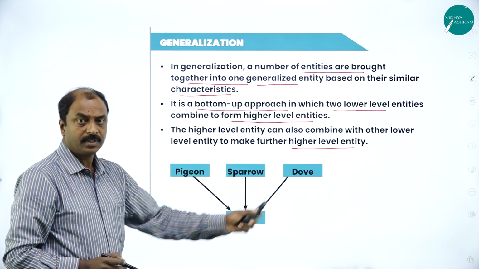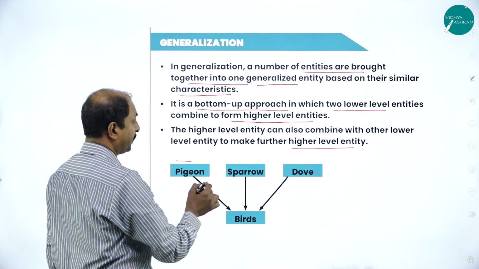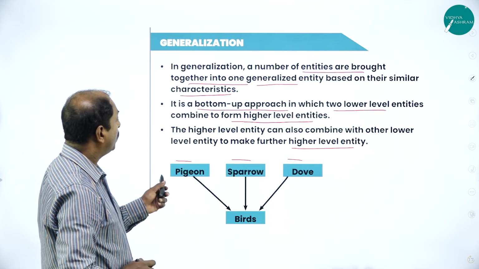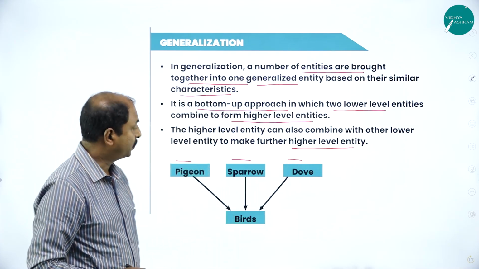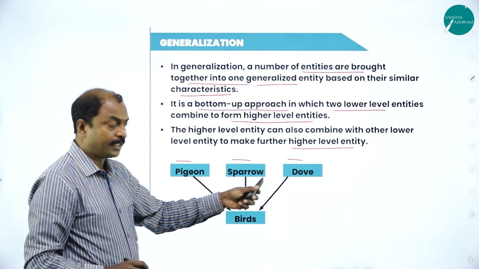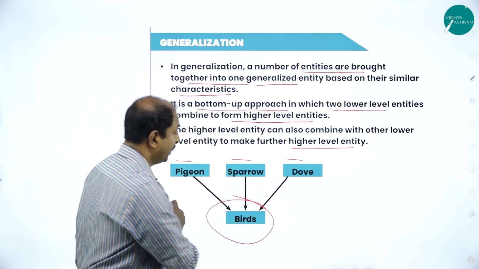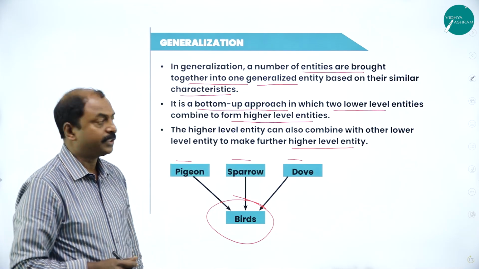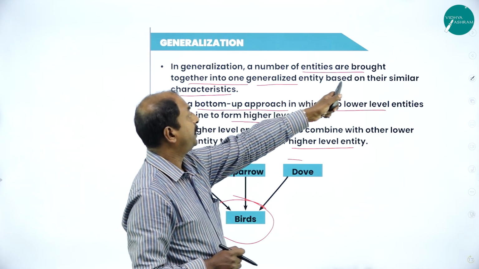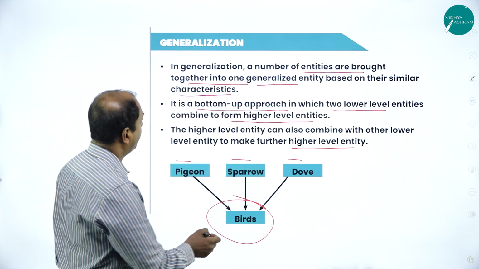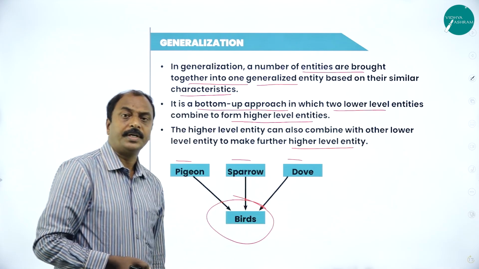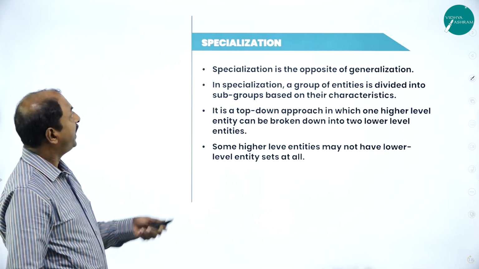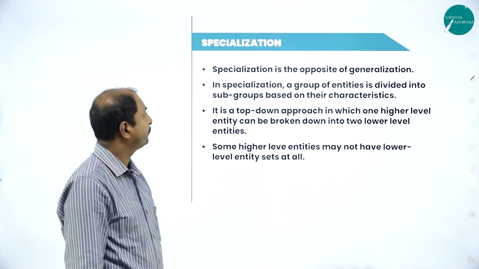Now look at this diagram. Here we have pigeon, sparrow and dove. All these are different birds and all of them have similar characteristics. So all of them are brought together under one heading, that is birds. This is nothing but bottom-up design, and this is the definition of generalization. A number of entities with similar characteristics are brought together under one heading.